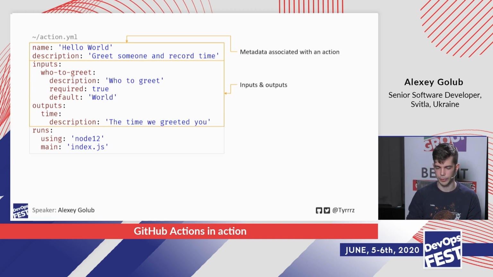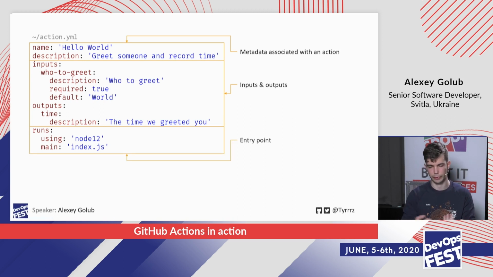And also we have outputs. So as you've seen earlier, we can provide some outputs so that other actions can reference and get it. And we have to specify how it runs. So here it runs on Node.js, so Node version 12. And then we reference the index.js file that contains our code.